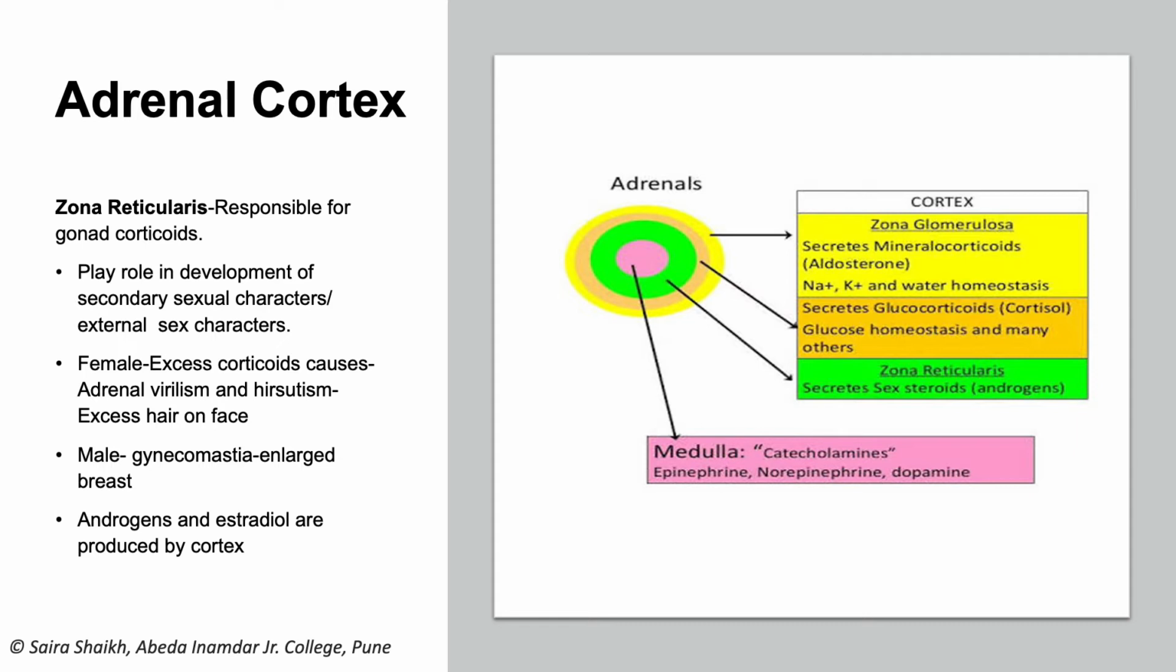In case of female, if this hormone secretion is excess, the condition produced is called adrenal virilism. In this condition, excess hair is produced on the face. In case of male, if the secretion is excess, then the condition produced is gynecomastia. In this condition, enlargement of the breast is seen in males.